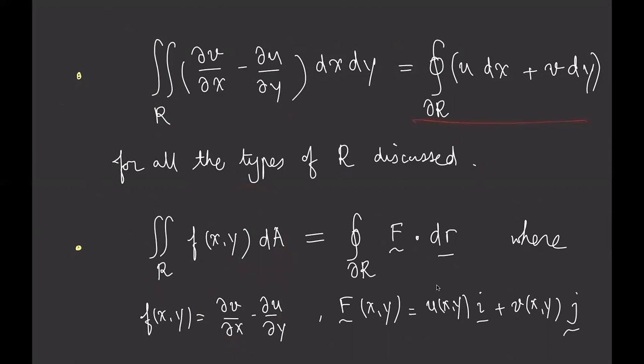What about the right hand side? With the right hand side, this is just an integral of the form F dot dr, as long as I make the identification where my vector field F has two components, u and v. So it's u i plus v j. Then when I take F dot dr, I of course get that.